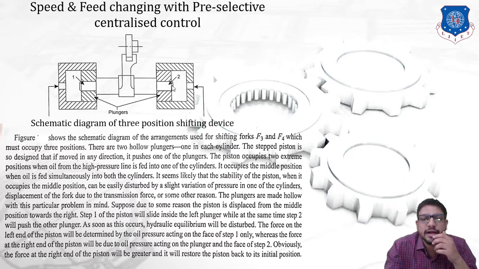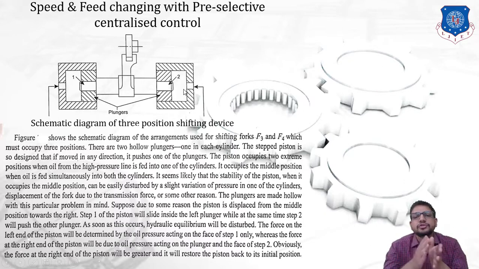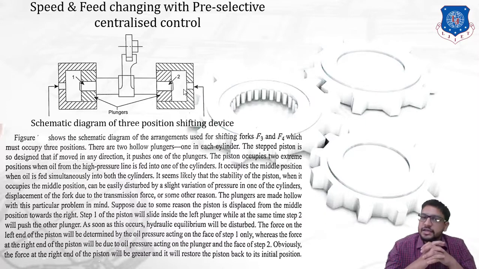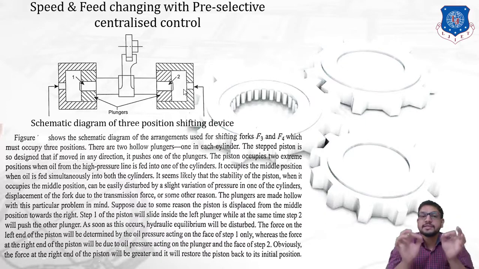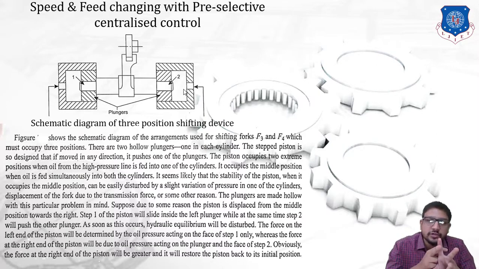Obviously the force at the right end of the piston will be greater and it will restore the piston back to its initial position when a hydraulic equilibrium is displaced. This will be done automatically. Okay, so I hope that you are clear with the three position shifting device. That is, two extreme positions we can achieve, as well as a center, that is a middle position, can be achieved by this arrangement.